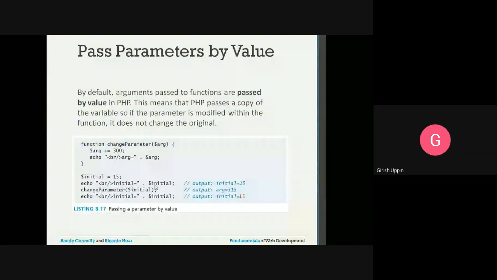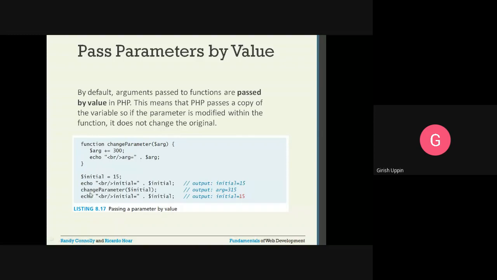Then echo the initial value, and you will see on the browser initial is equal to 15. Br is a break, so on the browser the display will go to the next line. Then we are calling the function changeParameters, and we are passing $initial. What is the $initial value? 15. So inside this function, 15 will come, 300 is added, and what will be printed is 315. Then after calling, the output of initial is 15.